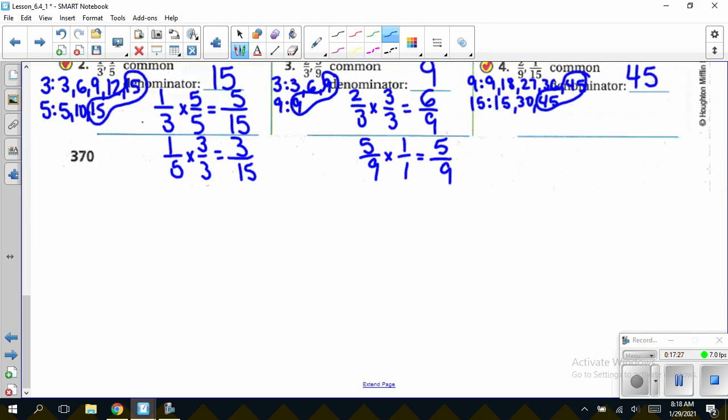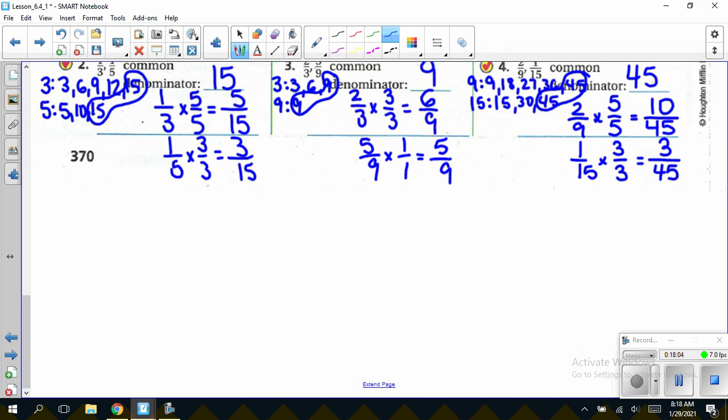So for my 2/9, setting up my multiplication problem, having that denominator of 45, I now can have 9 times 5 equals 45. Multiply my numerator by 5, and I get the equivalent fraction of 10/45. Do the same thing for the 1/15. I know that to get the denominator of 45, I'm taking 15 times 3, multiplying my numerator times 3, that gives me 3/45.